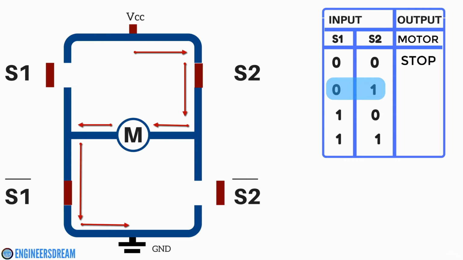From the motors, it will go to the S1 bar and from the S1 bar, it will go to the ground. And in this case, our motors will move, but it will move in the backward direction. So guys, at low, high, the DC motor will move backward.